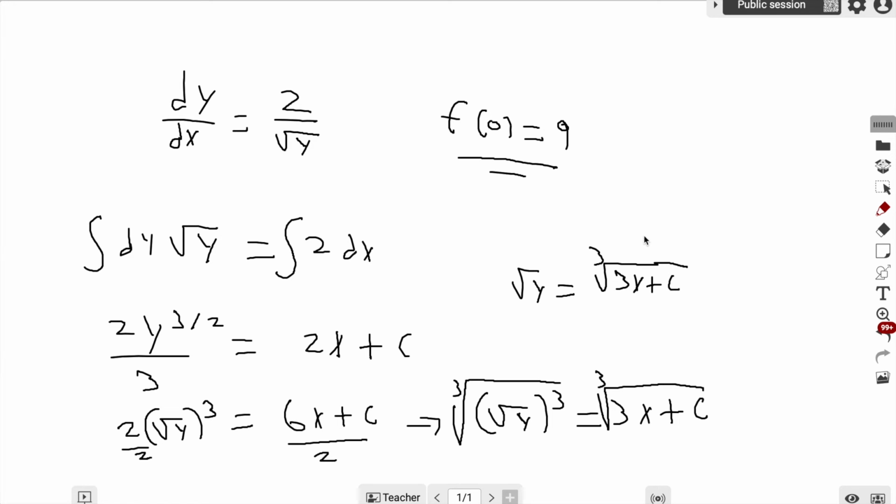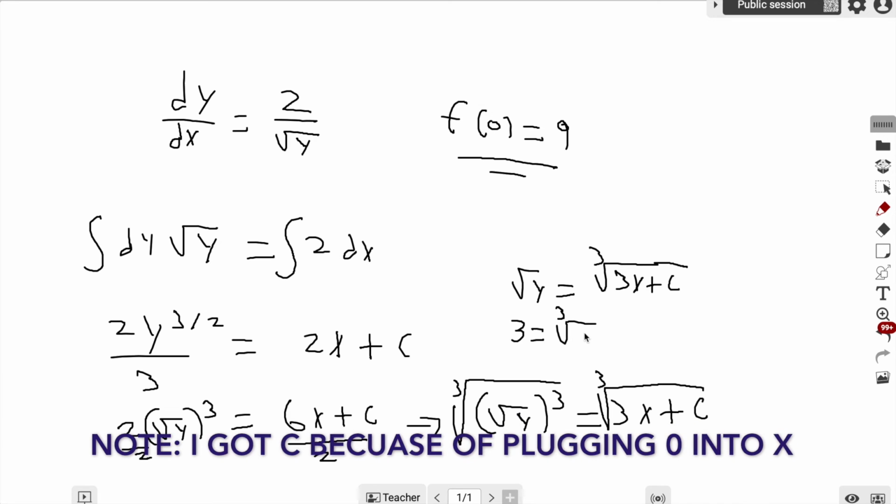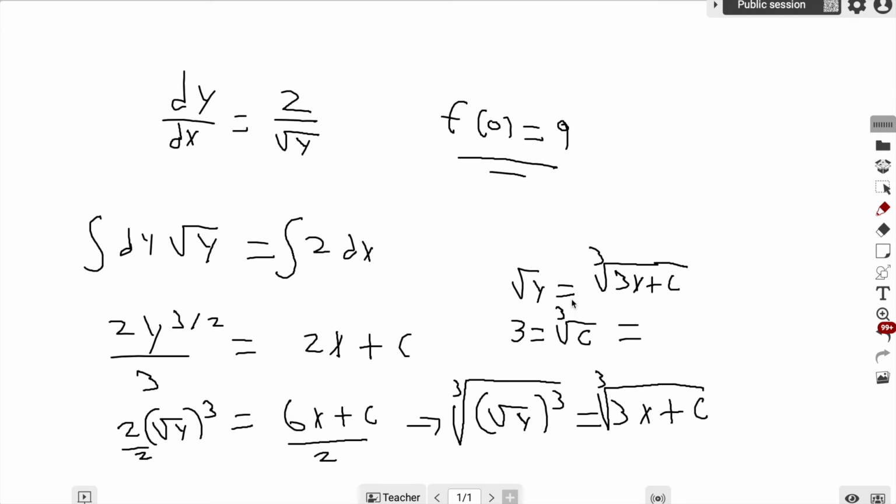So what we can do now is, if we want to, we can plug in our particular solution here. So it would just be the square root of 9, which would be equivalent to 3, is equal to the cube root of c. The cube root of c, which would be equivalent to, we would take this whole thing cubed to the power of 3, really. And then this would translate to 3 to the power of 3. So 3 to the power of 3 would be 27. So our c value would be 27.